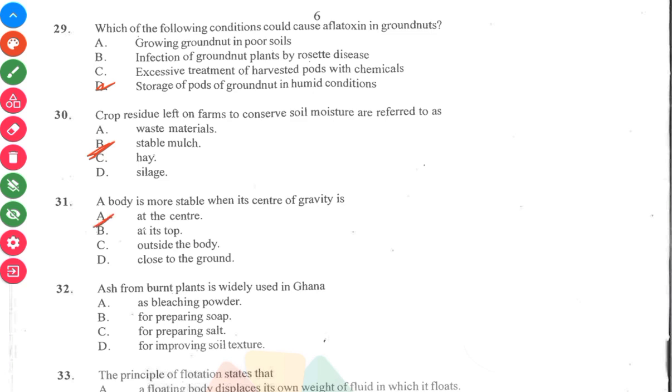32. Ash from burnt plants is widely used in Ghana A. As bleaching powder, B. For preparing soap, C. For preparing salt, D. For improving soil texture. And the answer to question 32 is B. For preparing soap.